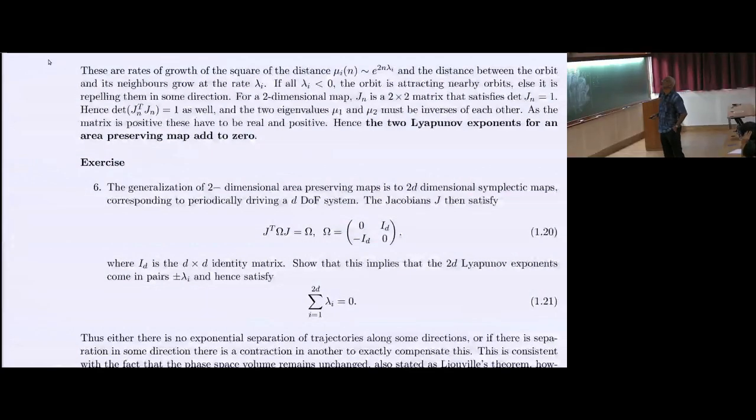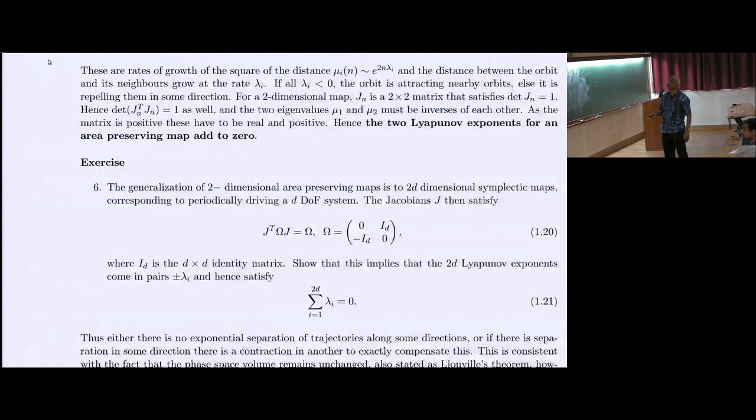So these numbers are a very important part of measuring stability of orbits, and I point out that in the case of area preserving maps, thanks to this condition that lambda 1, lambda 2, these eigenvalues of the Jacobians, the product is equal to 1, the Lyapunov exponents always come with a positive and negative sign. The sum of the Lyapunov exponents is 0. And this is true in general for any higher dimensional system.